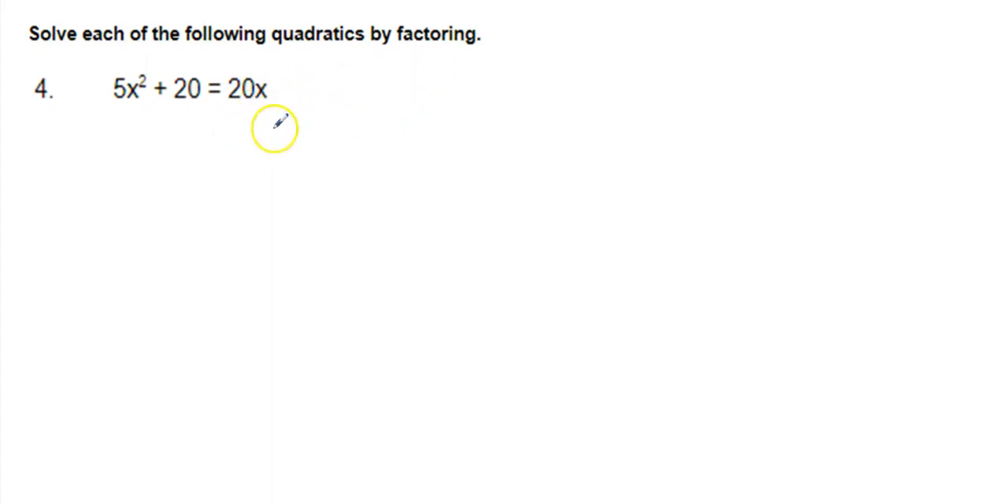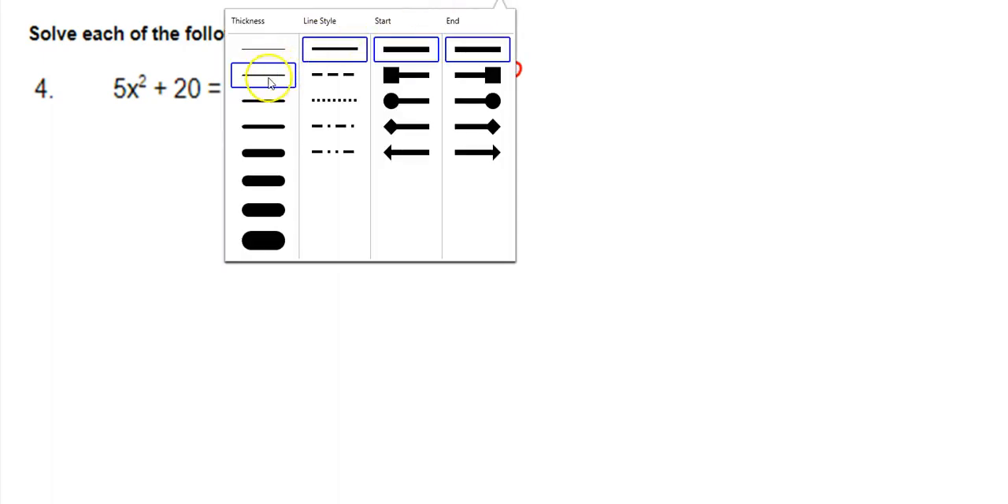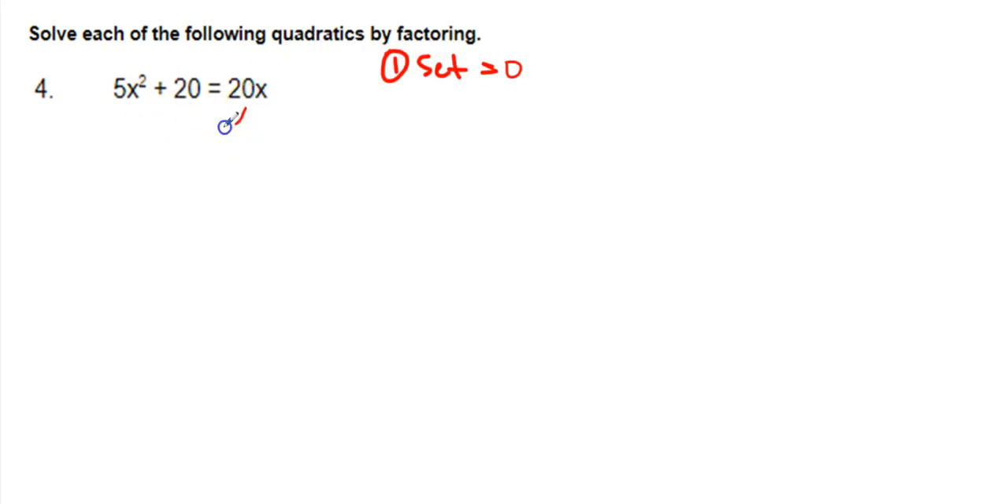All right, we want to solve this by factoring, and the first thing we're going to do is have it set equal to 0. Which means I got to move my 20x over by subtracting it. When I do this, I want to make sure I put this in order so I don't get confused. So our x squared term always comes first. I'm going to subtract 20x, but that's usually my middle term.